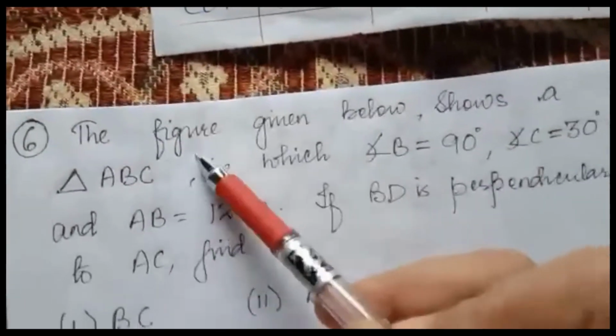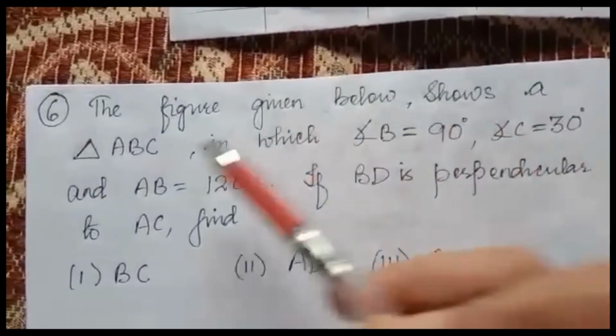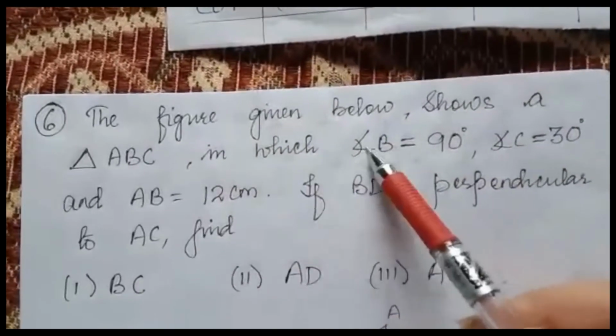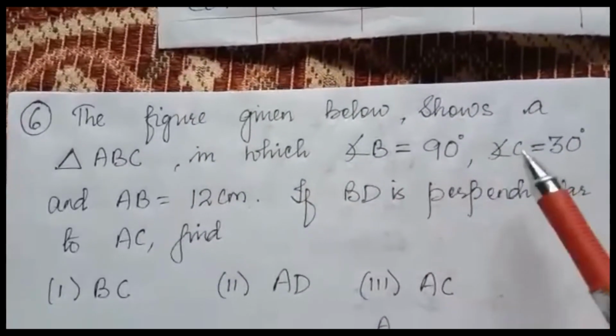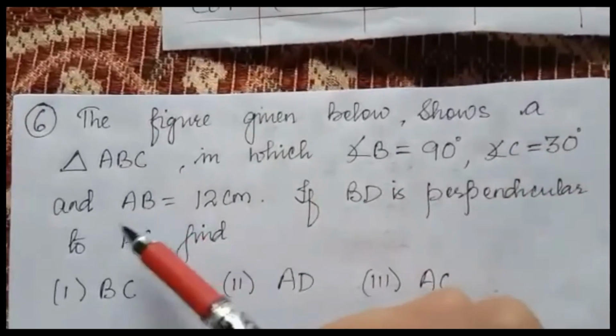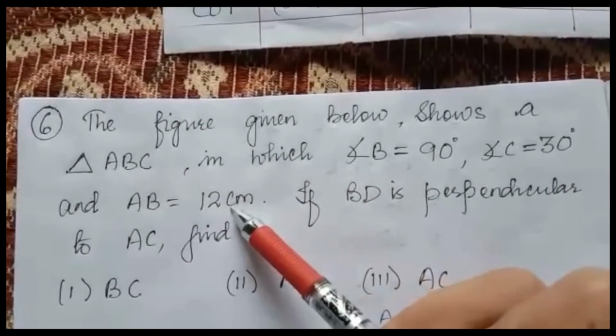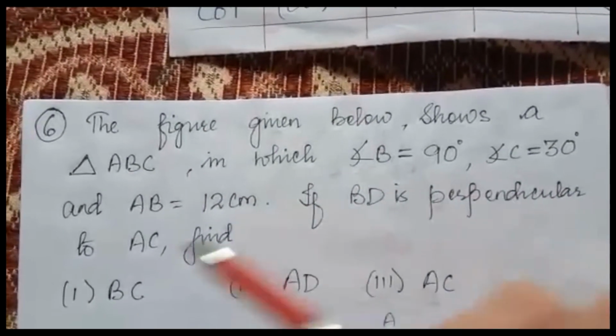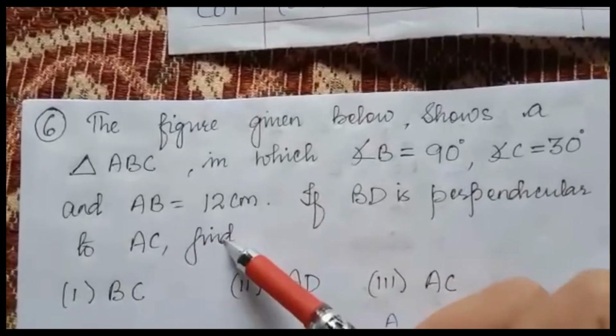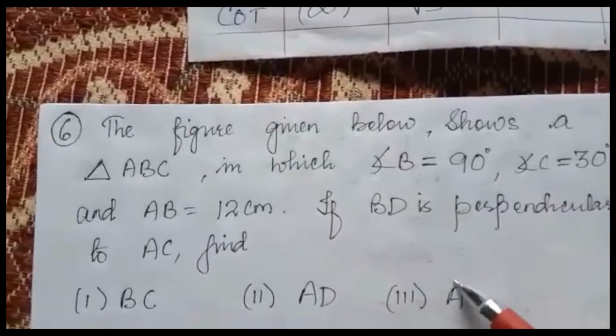Next, question number 6. The figure given below shows a triangle ABC in which angle B is equal to 90 degree, angle C is 30 degree and AB is 12 centimeter. If BD is perpendicular to AC, find BC, AD, AC.